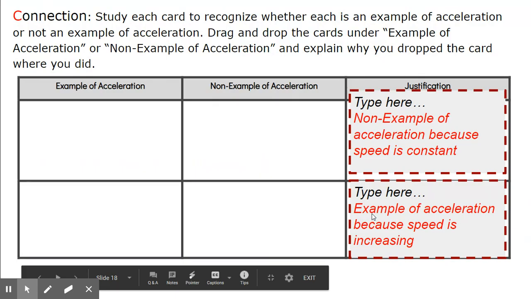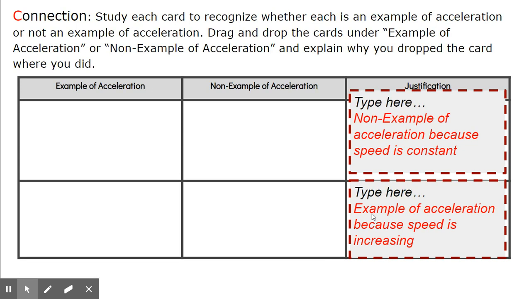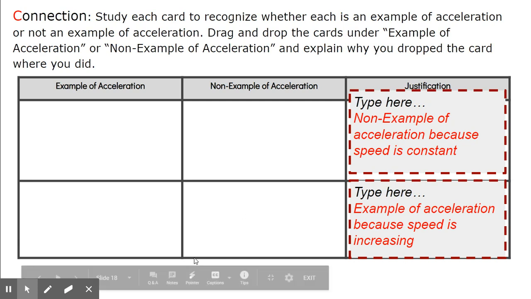For your connection, we're going to study each card and recognize whether each is an example of acceleration or not an example of acceleration. We'll drag and drop the cards under example of acceleration or non-example of acceleration and explain why we dropped the card where we did.